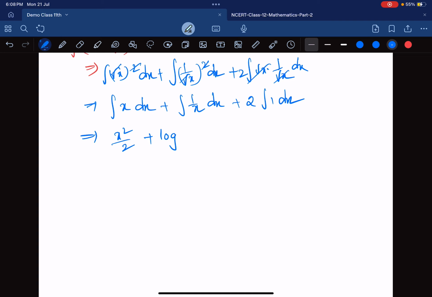The integration of 1/x is log|x| plus c, plus 2 times the integration of 1 dx is 2 into x plus c. So this is our final answer.